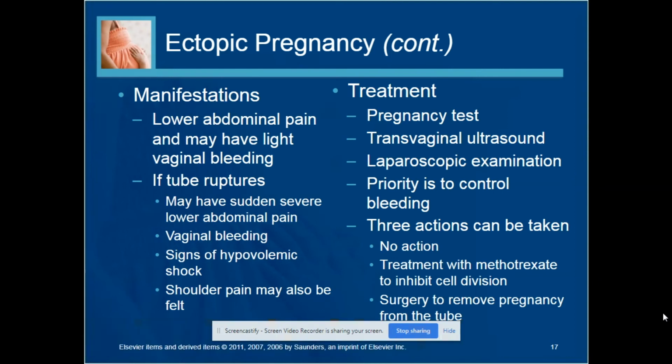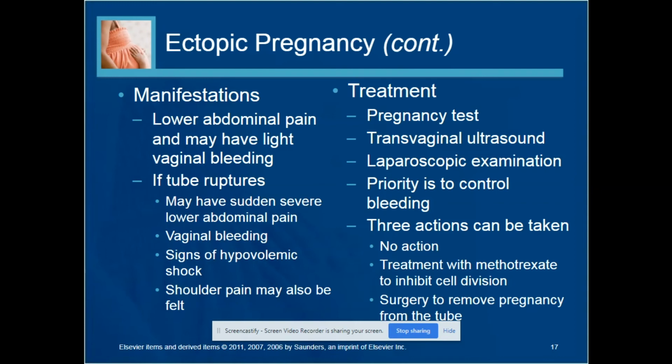So things that can happen during an ectopic pregnancy. They could have lower abdominal pain and even have light vaginal bleeding at the very beginning. If the tube ruptures, and that's a fallopian tube, they may have sudden severe abdominal pain, vaginal bleeding, signs of hypovolemic shock, which we'll go over in a second. Shoulder pain may also be felt because that's referred pain.